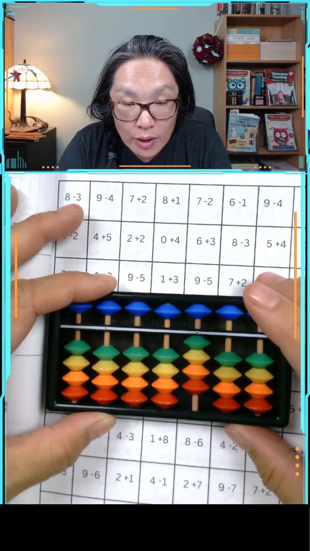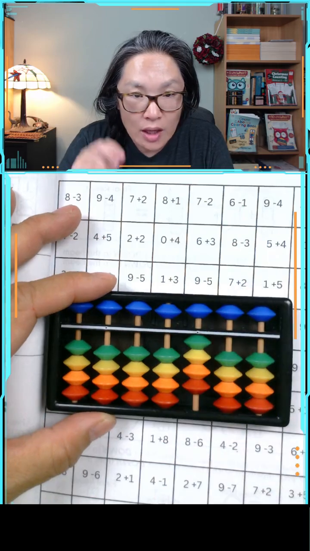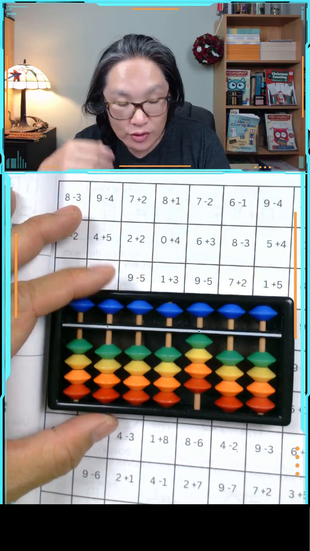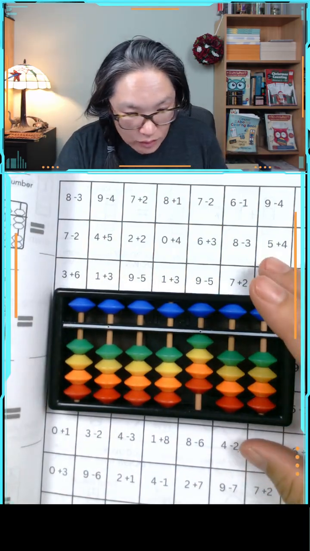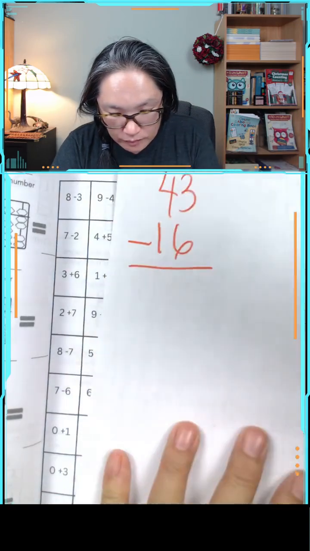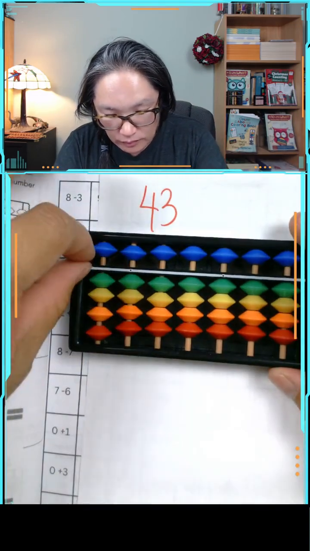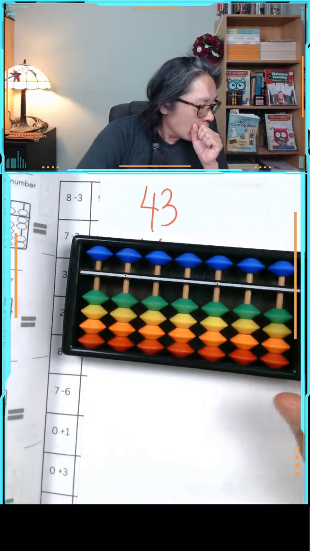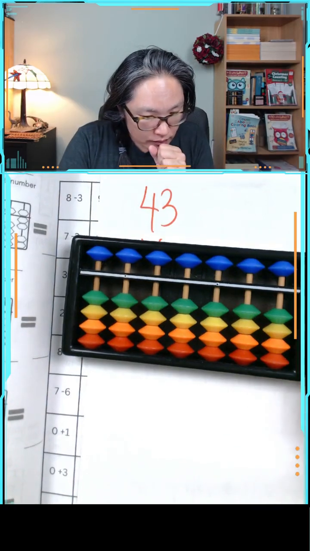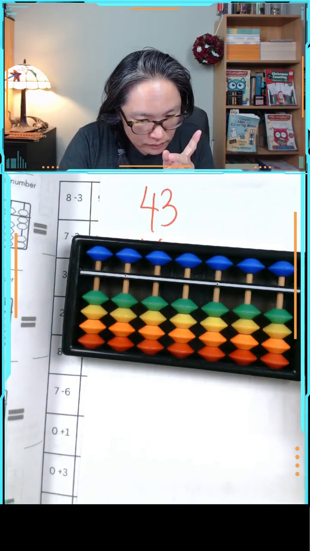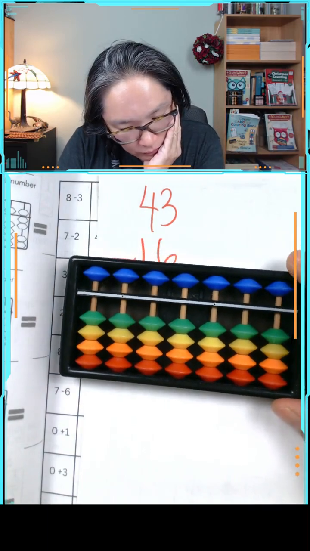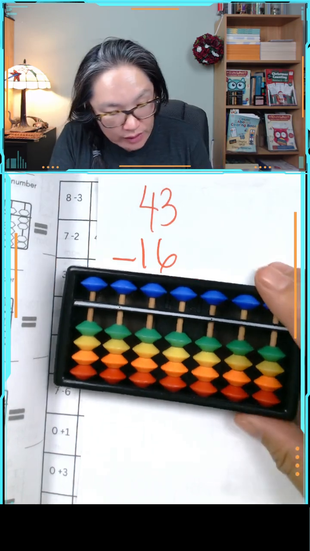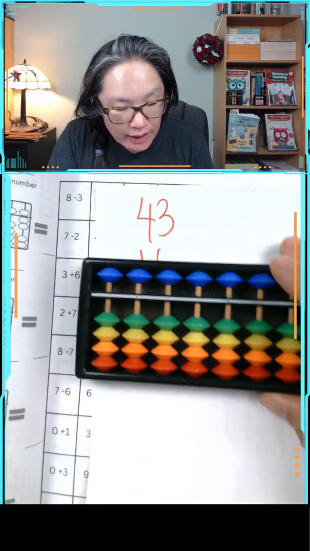Did I answer your question? An abacus is a counting tool. It is a math tool that helps you visualize your numbers. So now we're going to do the question. Okay, we'll do it now and then we'll come back.